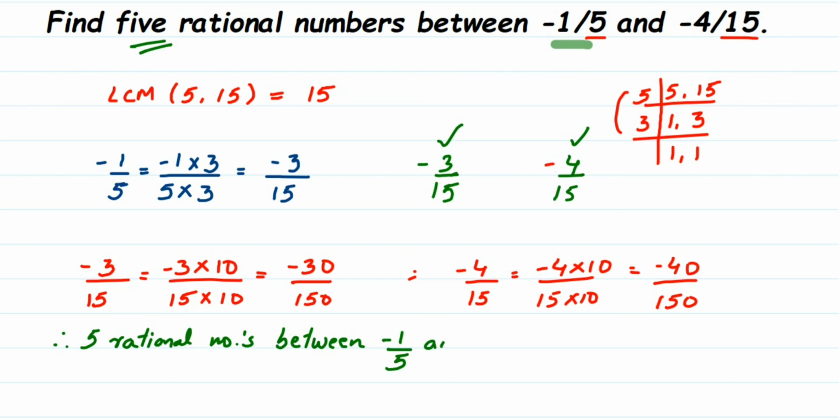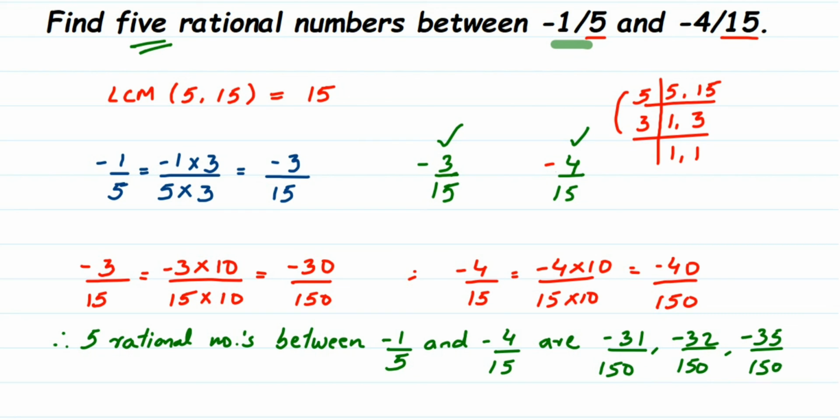and minus 4 by 15 are, you can take any 5 numbers. So it will be minus 31 by 150, you can take minus 32 by 150, you can take minus 35 by 150, and 2 more, like minus 37 by 150 and minus 39 by 150.